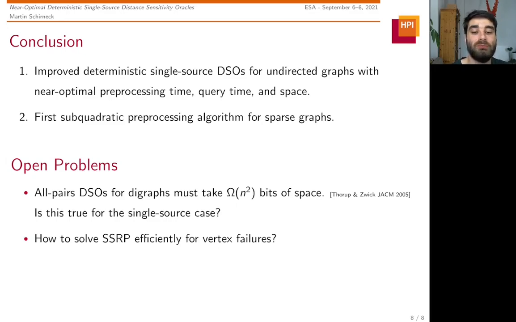So all known algorithms in that direction don't improve much over brute force currently. But if we had a very efficient SSRP algorithm for vertex failures, we could just plug in our reduction as is and get out of this single source DSOs for vertex failures, which would be very interesting. And with these words, I thank you for your attention.